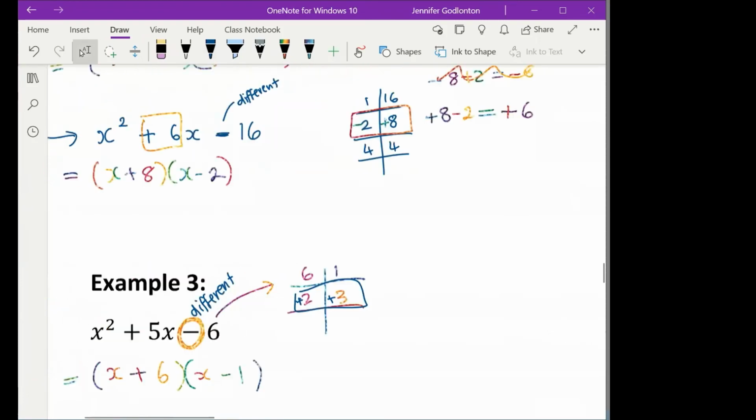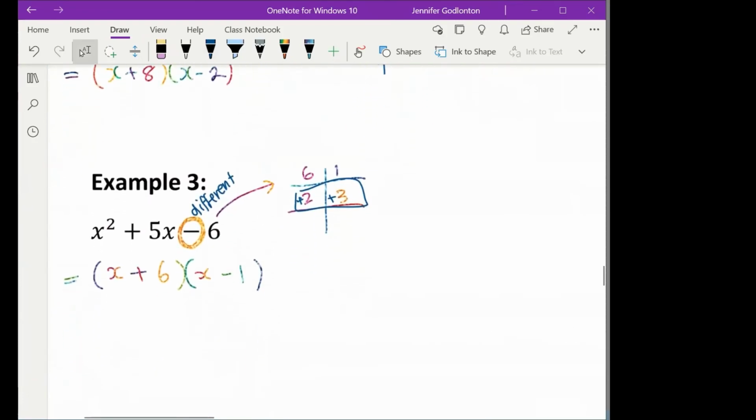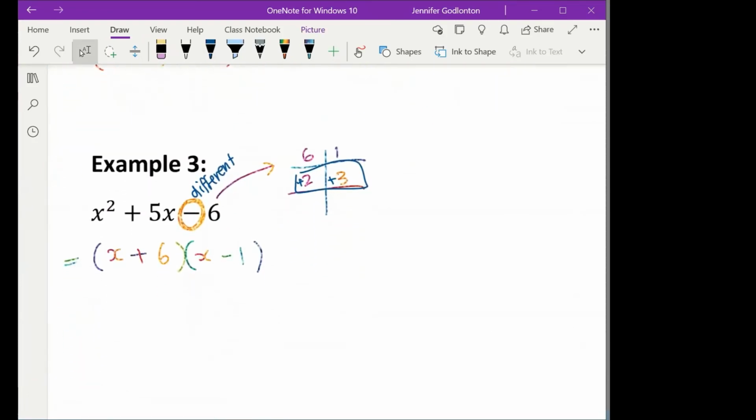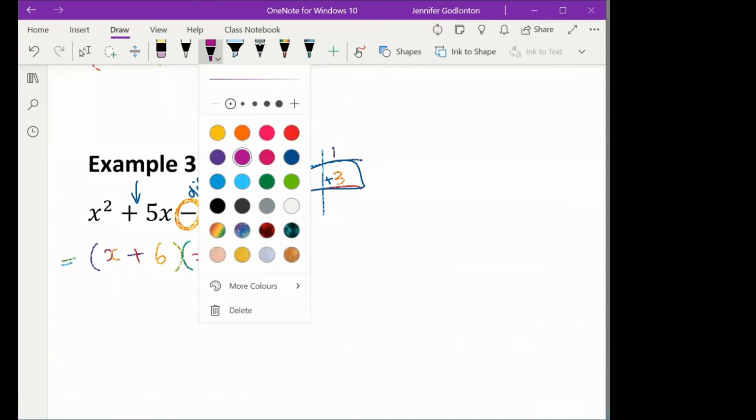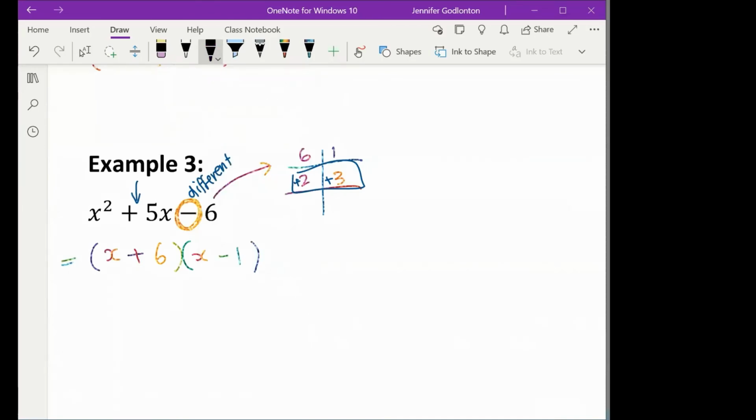Does the biggest factor always get a positive? No, it depends on what this number is. If that number is a positive, then yes, but if it's a negative, then no. So that's not a rule that's easy to always remember. It doesn't make it wrong if the 1 was a positive, if it was x plus 1 and x minus 6.